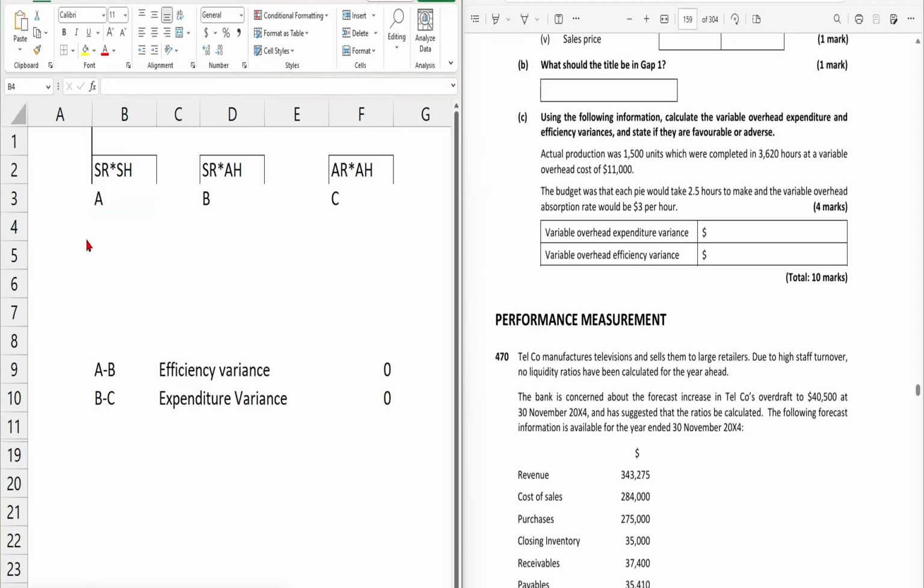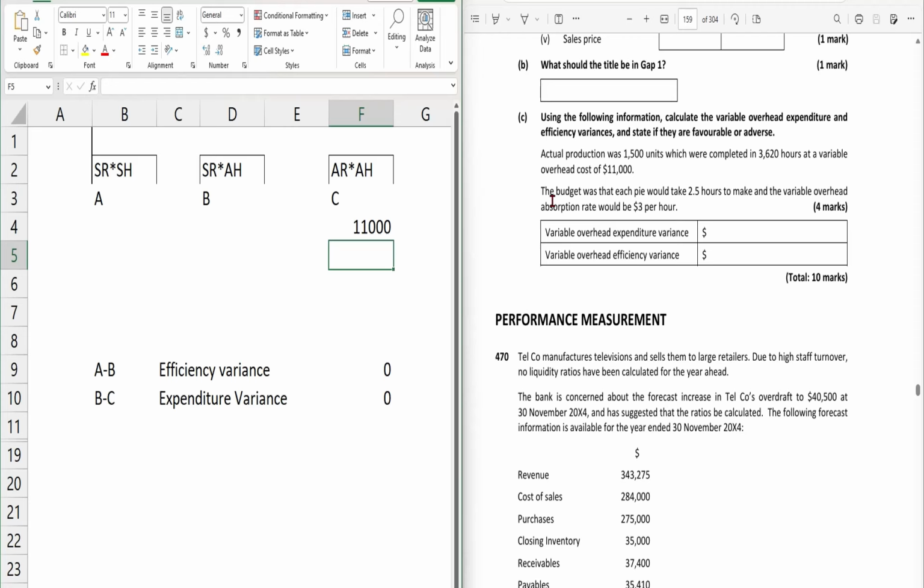Now the concept will be the same. SR means your standard cost per hour. So if we read this part, actual production was 1500 units, which were completed in 3620 hours at a variable overhead cost of 11,000. See, AR into AH, they have provided the ready-made figure, 11,000. Okay, and they also provided the actual units we produced and the actual hours. They have also provided 3620, but we don't need this in this part because they have already provided the ready-made information.